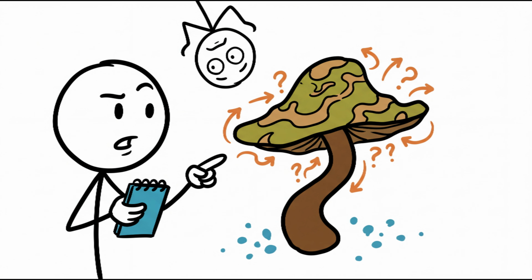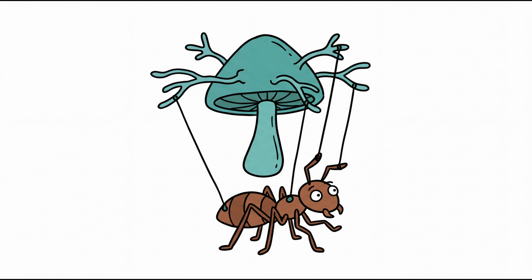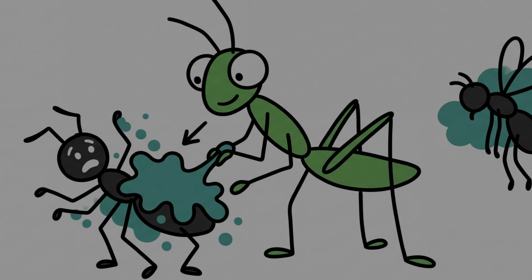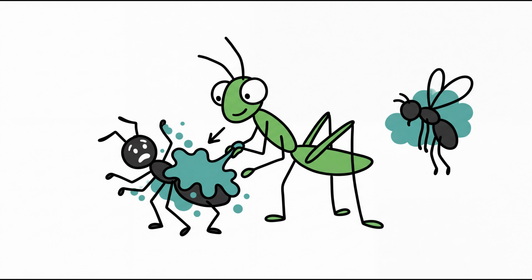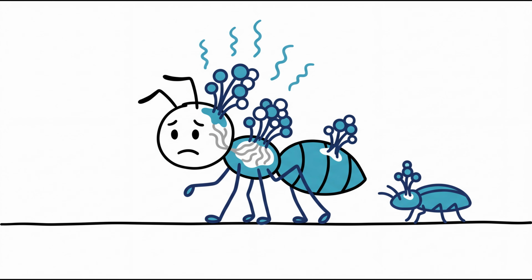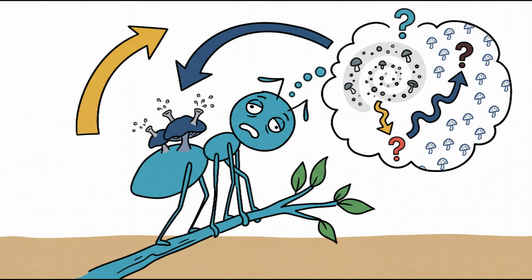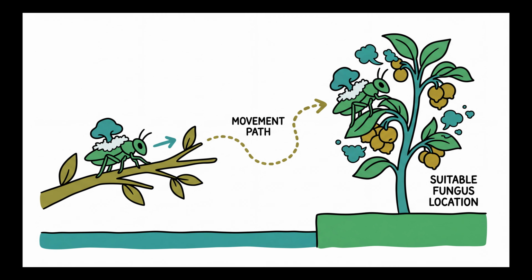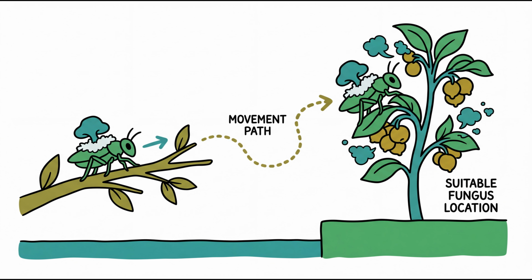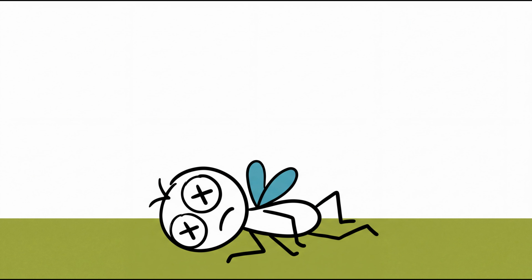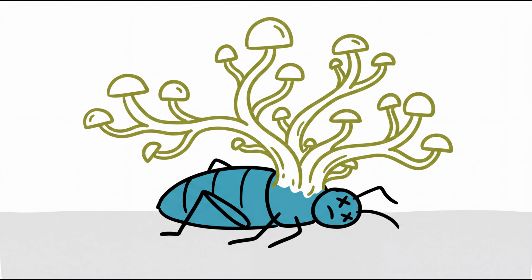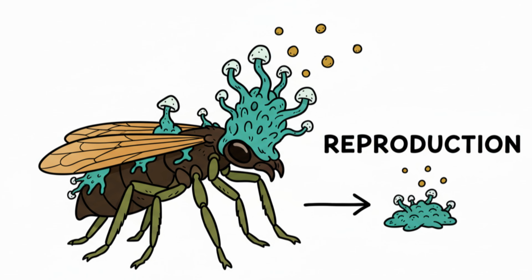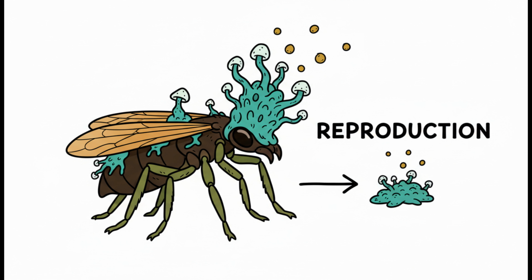But some fungi do something even stranger. They can manipulate insects. One famous example is the genus Ophiocordyceps. Some species infect ants and other insects. The fungus grows inside its host, and in some cases, it can alter the insect's behavior. The infected insect may leave its normal environment. It can move to a location that is more suitable for the fungus. Eventually, the insect dies. The fungus then grows out of its body and releases spores into the surrounding environment. The fungus has essentially turned the insect into a vehicle for its own reproduction.